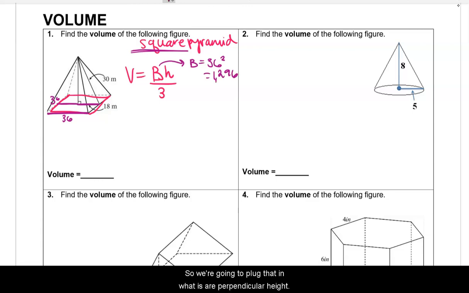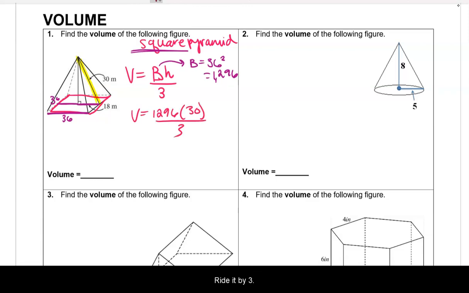So we're going to plug that in. What is our perpendicular height? Our perpendicular height is going to be that 30 right there. So we're going to say volume equals 1296 times 30 divided by 3. That gives us a total of, oh wow, no dollars. I wish I had $12,000, but 12,960 meters cubed.